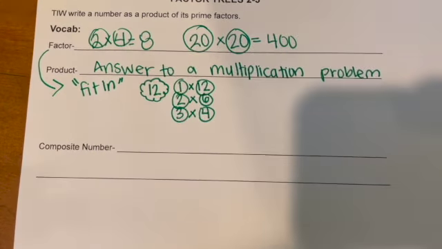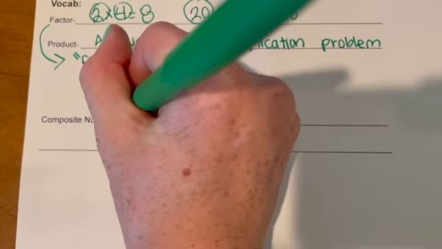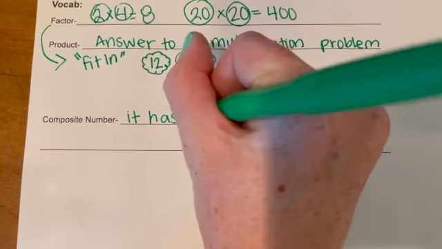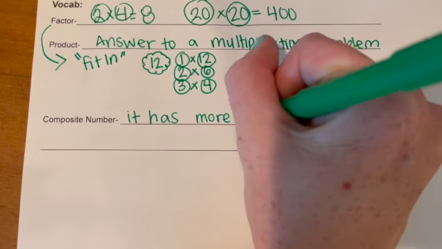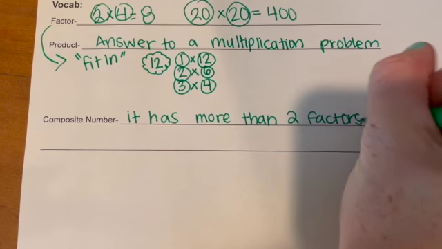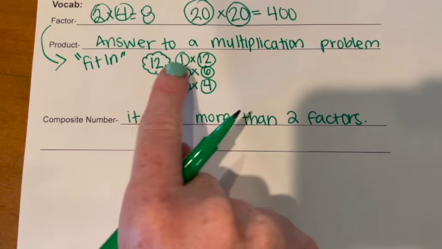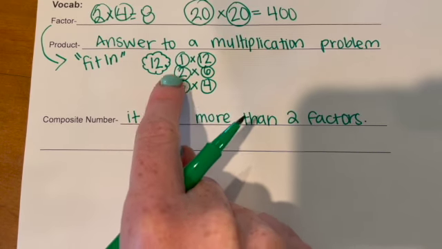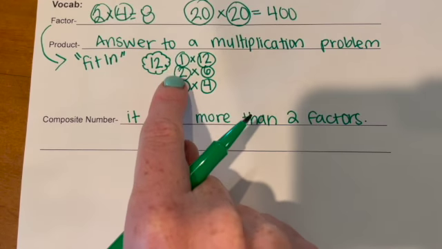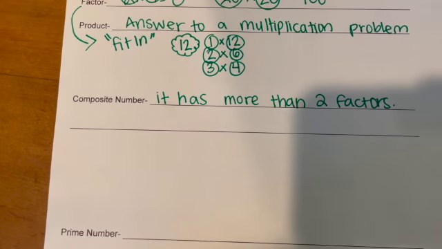Okay, another vocabulary word is a composite number. This is any number that has more than 2 factors. And again, if we refer back to 12, we can see that it has more than 2 factors. It has more than 2 numbers that multiply each other to get to 12. This one actually has 6 factors. 12 has 6 factors.